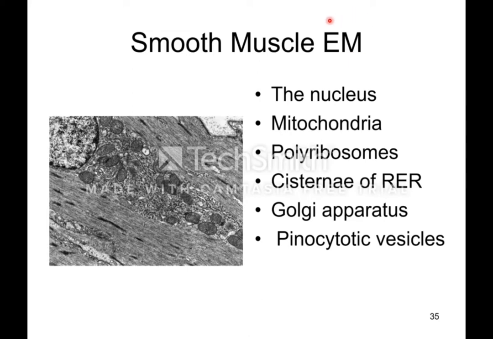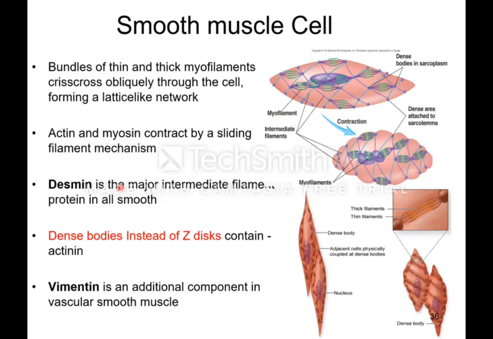Under the electron microscope, the smooth muscle has a central nucleus, mitochondria, polyribosomes, and cisternae of the RER, and also SER or sarcoplasmic reticulum, Golgi apparatus, and also some pinocytic vesicles that transfer some materials from the outside of the cell to the inside.